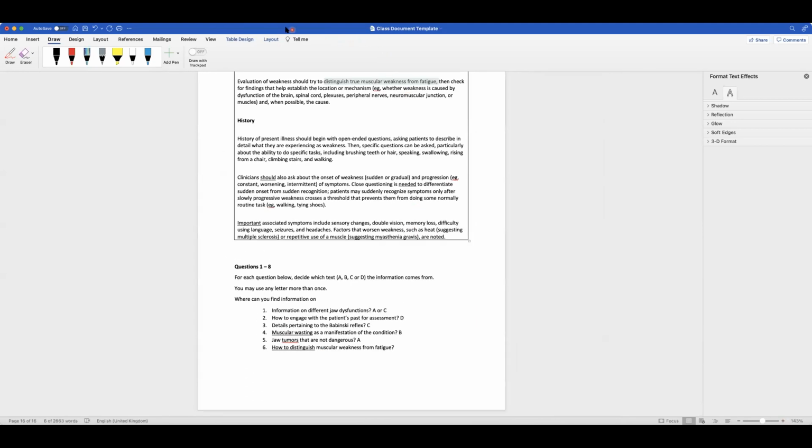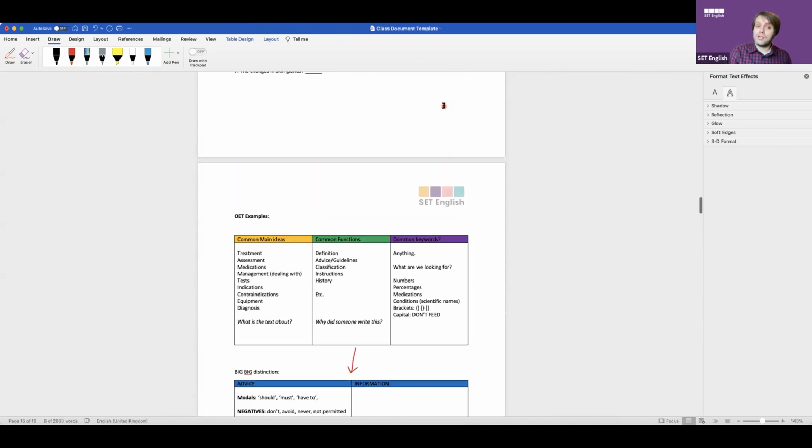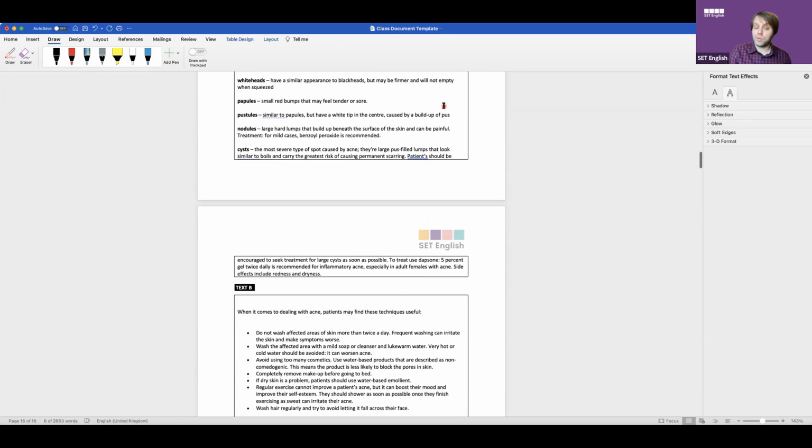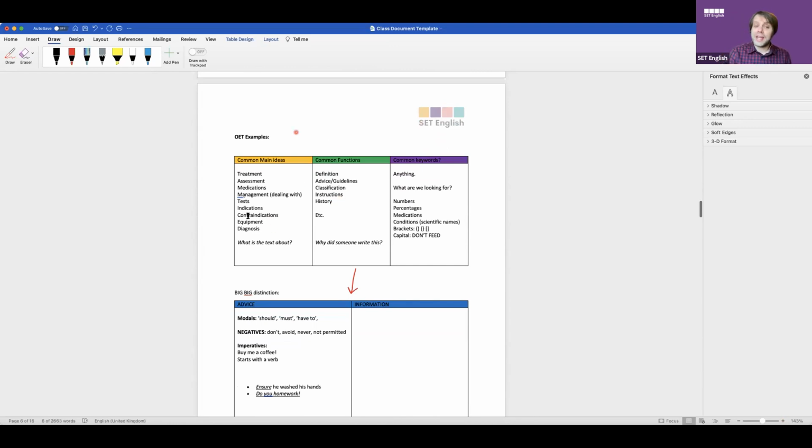So guys, remember, you need to practice this skill. There are different ways to separate out the text, but the main thing to understand is that you're trying to differentiate the texts. The easiest, fastest way usually is the main idea. Exactly.